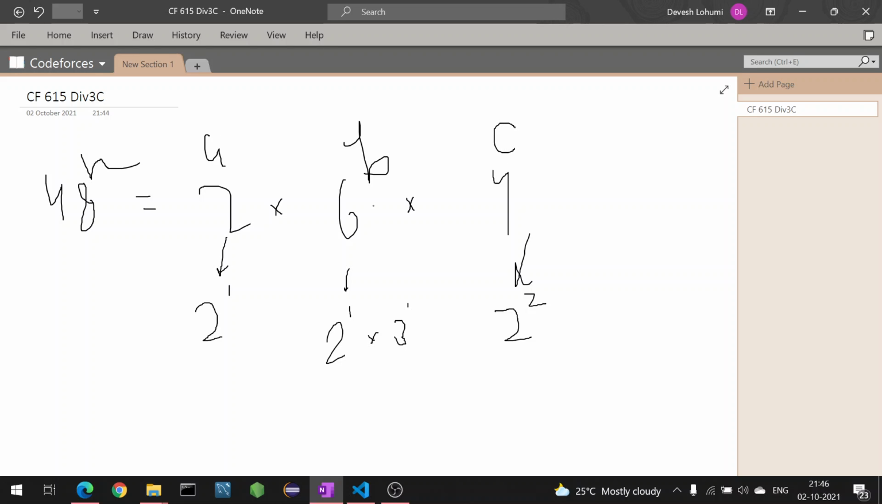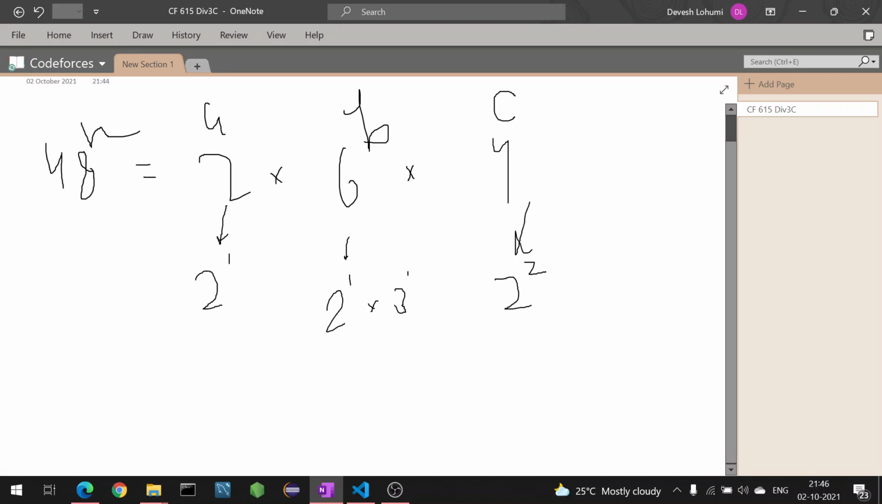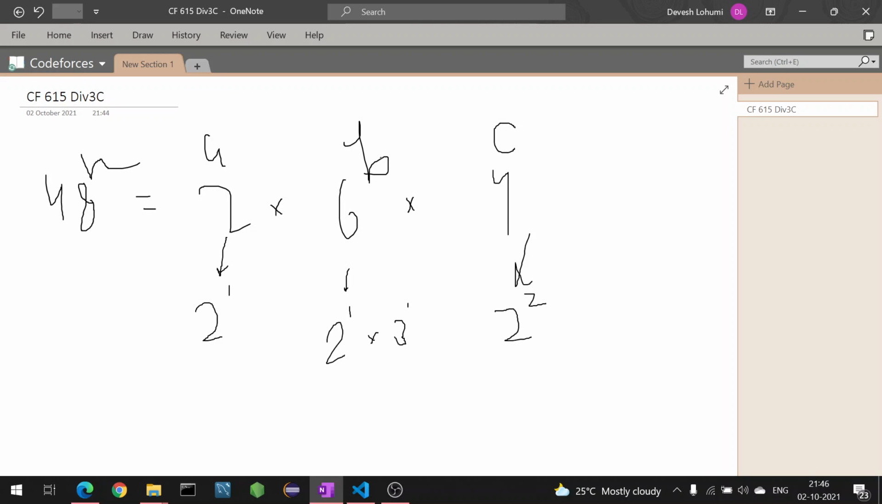So for this particular problem, we require the prime factorization of n. That's basically the crux of this problem. And after this, this problem is a matter of implementation. So I won't be showing the whole code, but I'll be putting up the link to my code in the description below, so you can check that out.